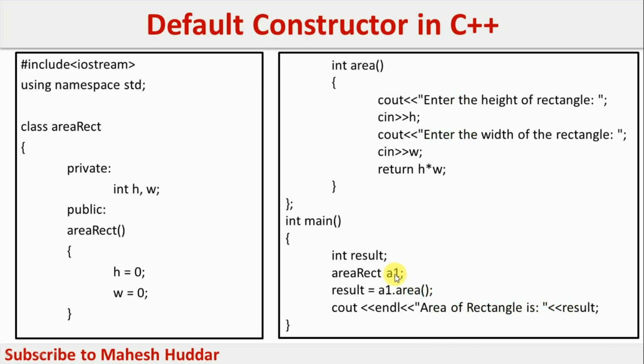But the main part you need to remember is that whenever you create an object, that is a1, the data members are initialized to the initial values, like 0, 0 in this case.